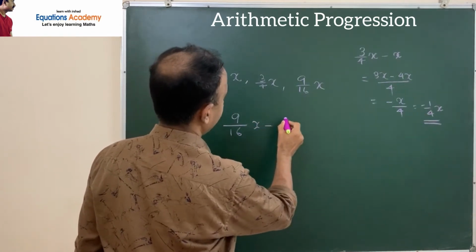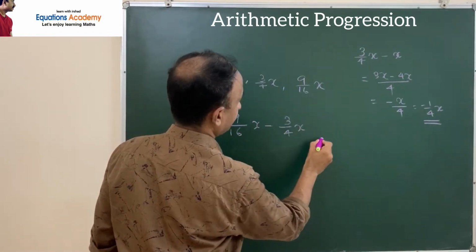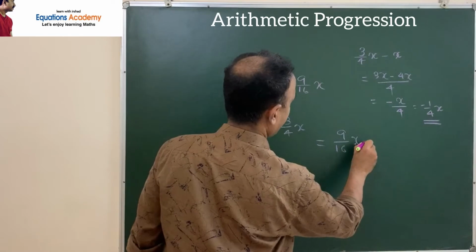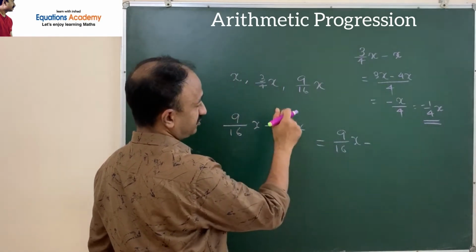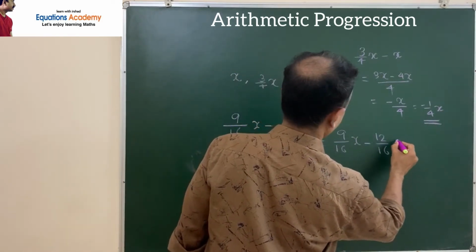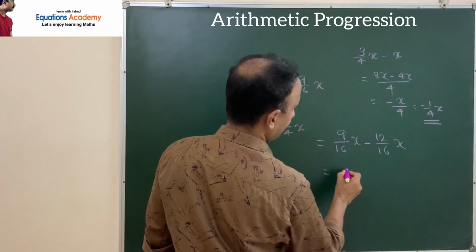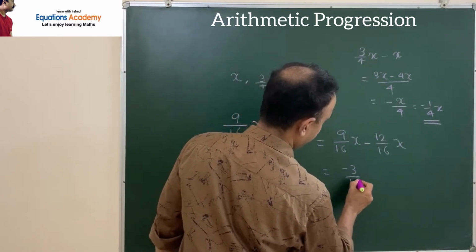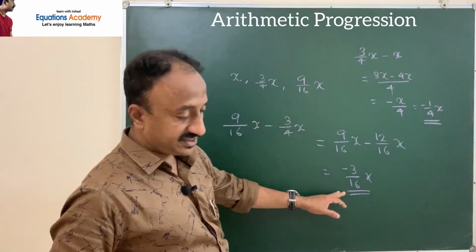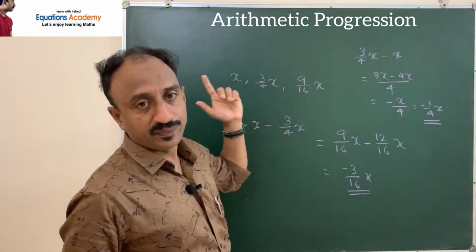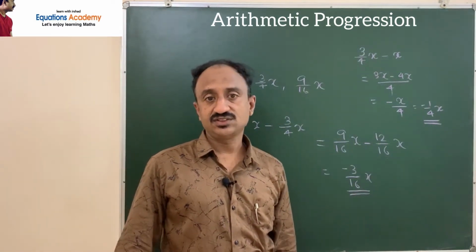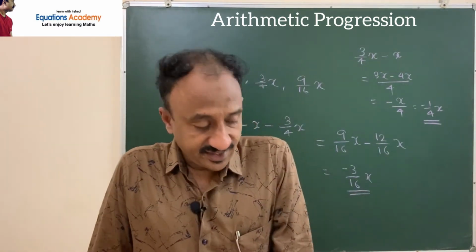9/16X minus 3/4X is equal to 9 divided by 16X minus, here 16. So to make 16, multiply by 4. So 12/16X. 9 minus 12 is minus 3, so minus 3/16X. Here the difference is minus 3/16X, and there the difference between second and first term is minus 1/4X. So this is not an AP. That is the second question.